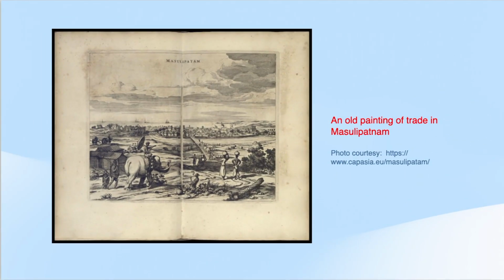This is an old painting of trade in Masulipatanam. As you can see, the sea has been shown vividly. Along with that, traders and elephants carrying various goods for export trading have also been shown very vividly.